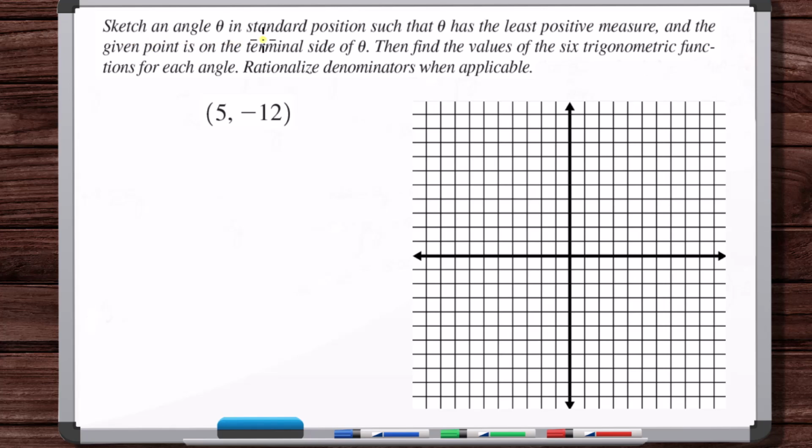Sketch an angle theta in standard position such that theta has the least positive measure and the given point is on the terminal side of theta. Then find the values of the 6 trigonometric functions for each angle. Rationalize denominators when applicable. So this is more practice on the general definition of trig functions. We have 10 tick marks, so let's do minus 20 to 20.